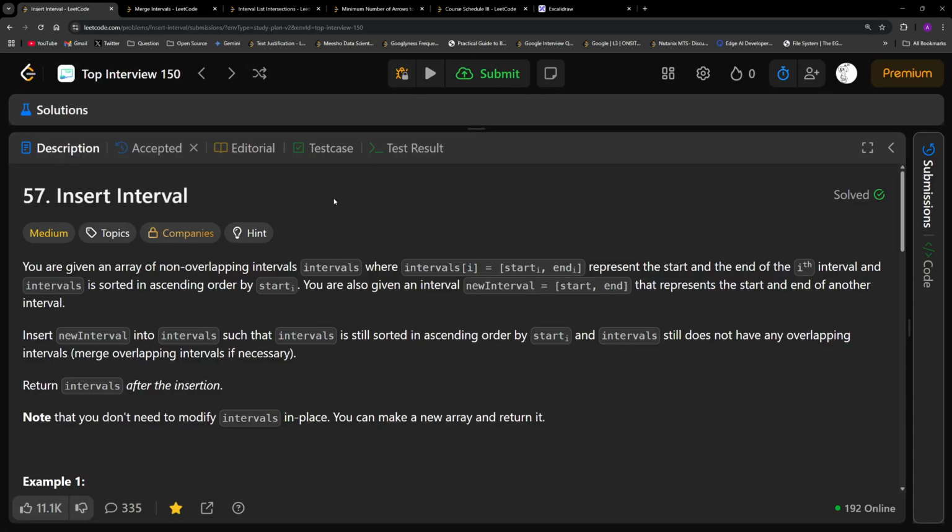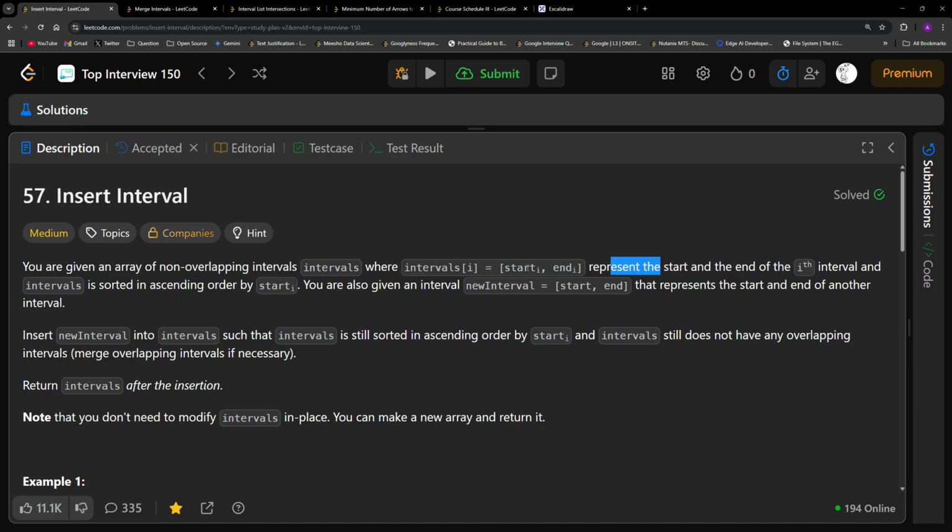What we will eventually do is start reading the problem. Again, we are given an array of non-overlapping intervals. Try to understand, these are non-overlapping intervals, right? And since they are non-overlapping, we do not need to worry about what could happen; the intervals are fine on their own.